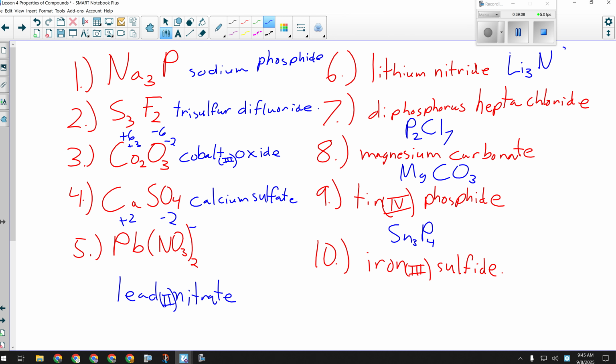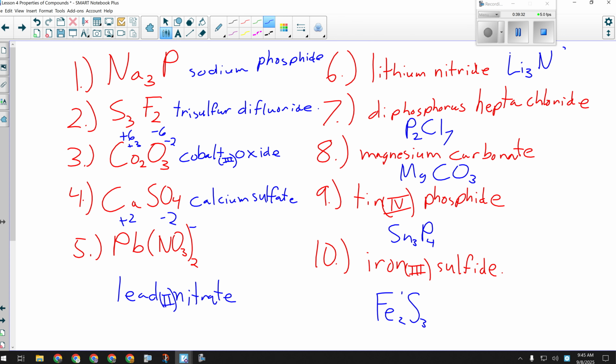Okay, and then our last one, okay, iron(III) sulfide. Okay, so Fe, Roman numeral says use the 3+. It's with sulfur. That's a -2. Drop and swap. Questions on any of those?